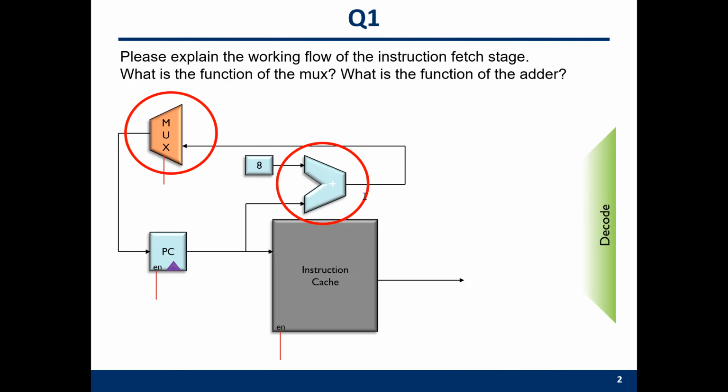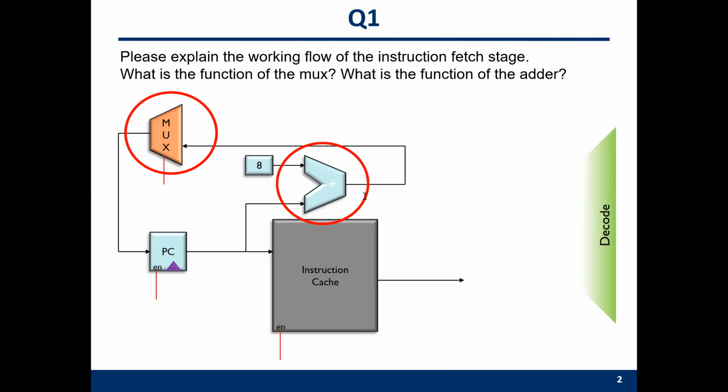Then I will briefly introduce the points I feel are important. And then if you have any questions, you can interrupt me. So for the 5-stage pipeline, we will just ask some details in each stage. For example, this is the instruction fetch stage. We have two important components. One is the adder. The other one is the mux.